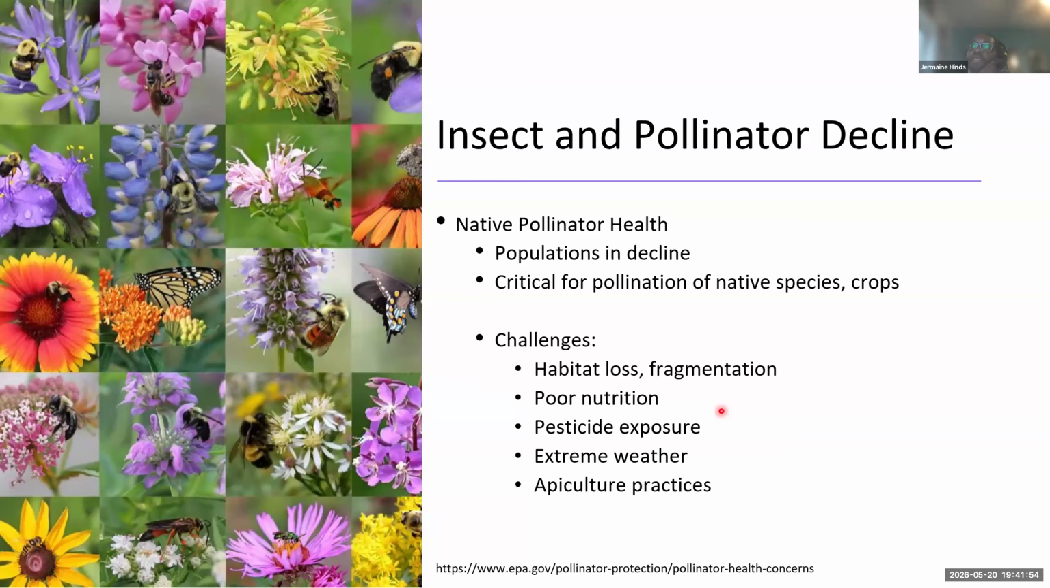We're also seeing native pollinator decline, again, due to habitat loss, fragmentation, poor nutrition, harsh winters and droughts, things like that. Apiculture practices, so shipping bees around. When you introduce honeybees to a habitat, there's thousands of bees coming in. They're going to be pollinating whatever's in the area, and then the native pollinators have to compete with that. And many native pollinators ended up getting displaced or outcompeted, right?